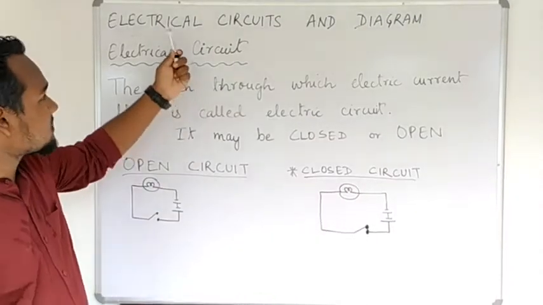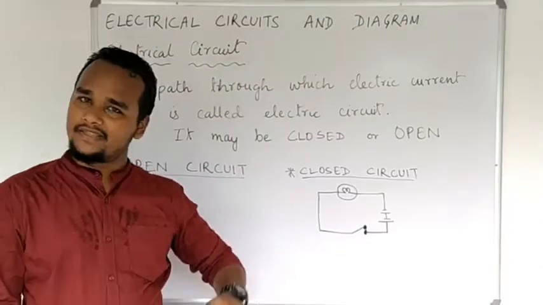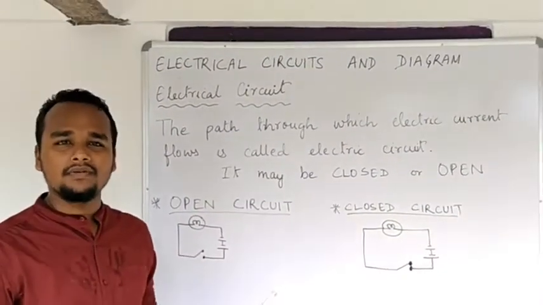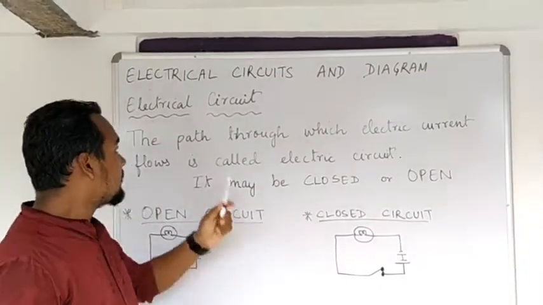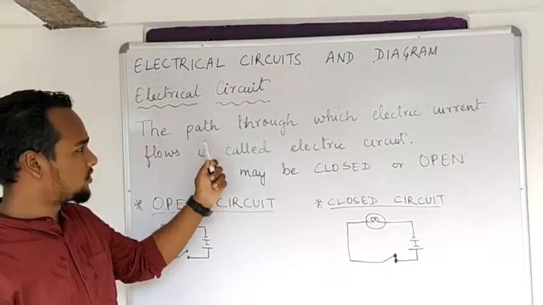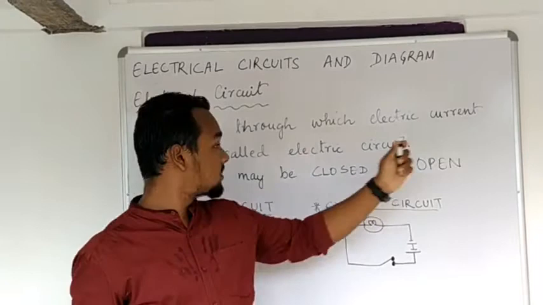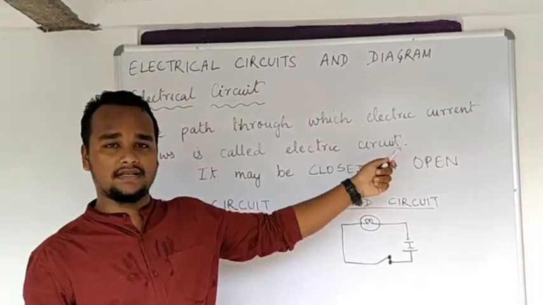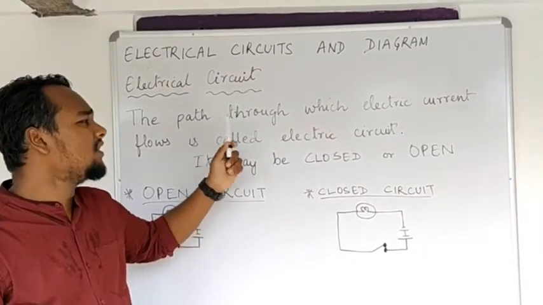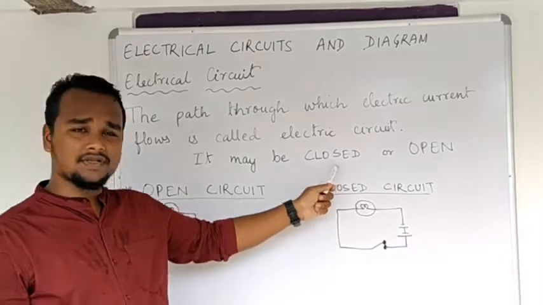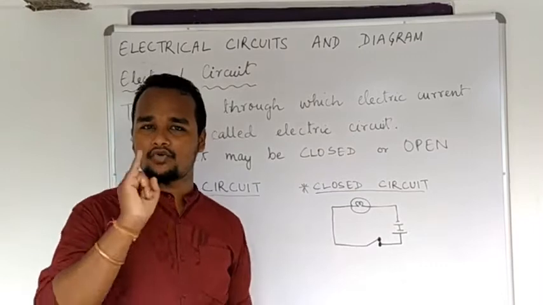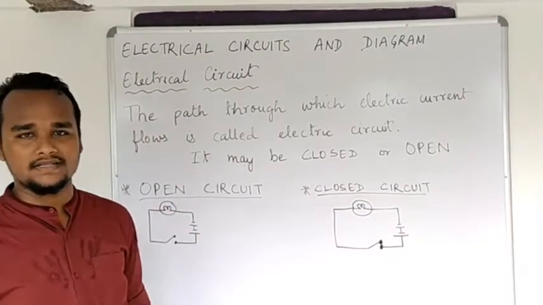Okay, so now our next topic is electrical circuits and diagrams. In this topic, we are going to discuss the electrical circuit once again, and talk about the types of electrical circuit. I have written the definition of electric circuit here. You can copy it from the board. The path through which electric current flows is called an electric circuit. An electric circuit may be closed or it may be open. That is, we have two types of electric circuit: one is a closed electric circuit, the other is an open electric circuit.